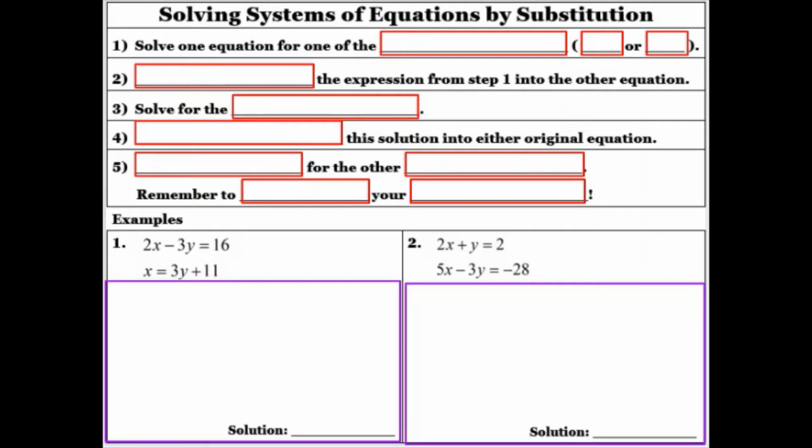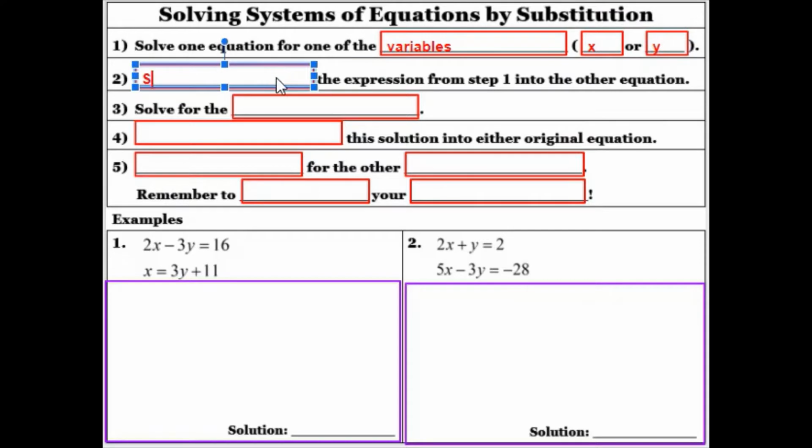Last time we learned how to solve a system of equations by graphing. Today we're going to solve a system of equations by substitution. Here's how you would do that. First, you want to solve one of the equations for one of the variables, either x or y. Doesn't really matter which, just do whichever is going to be easier.